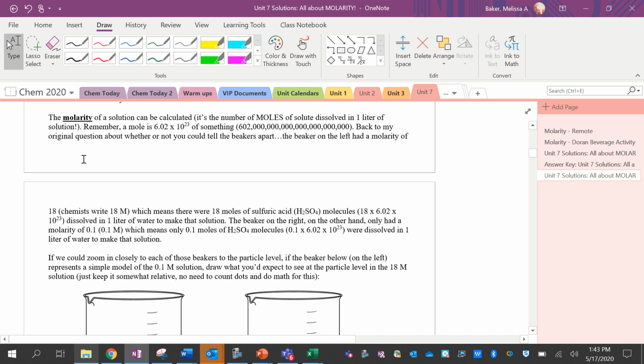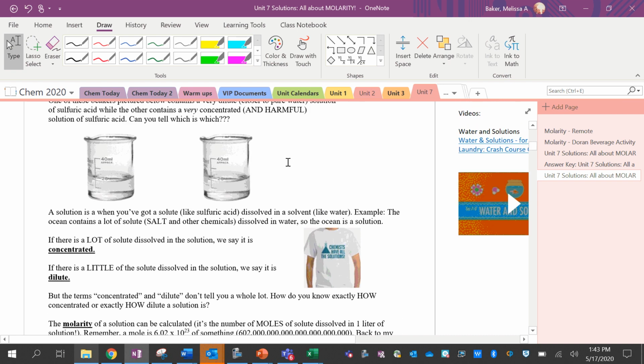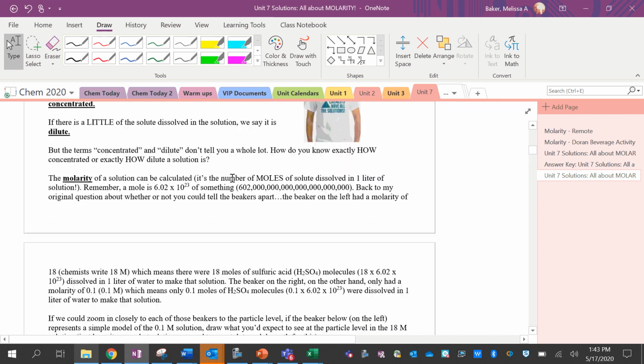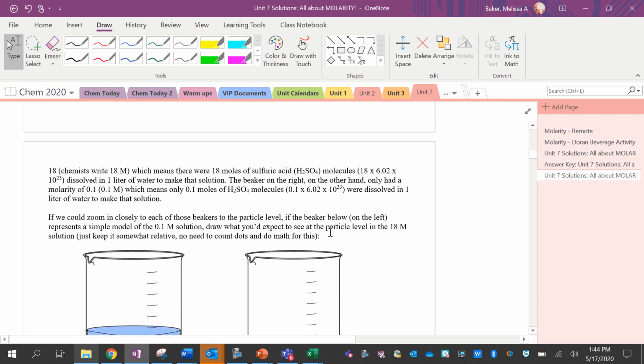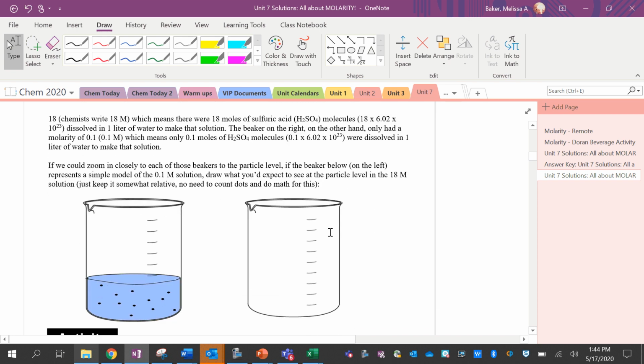So back to my original question, it says the beaker on the left actually had a really high molarity and the beaker on the right had a low molarity. Okay, well, what would that mean? Well, if it's got a really high molarity, like 18 molar, that means there are 18 times 6.02 times 10 to the 23rd molecules dissolved in that 1 liter. And the other beaker, let's say, just had 0.1 moles of molecules. So that's a lot fewer dissolved in 1 liter of water to make that solution.